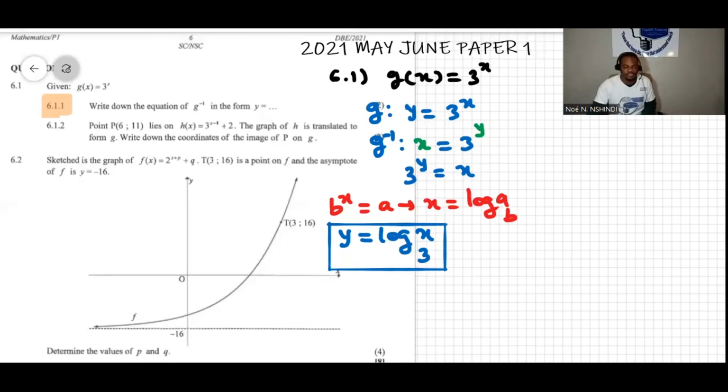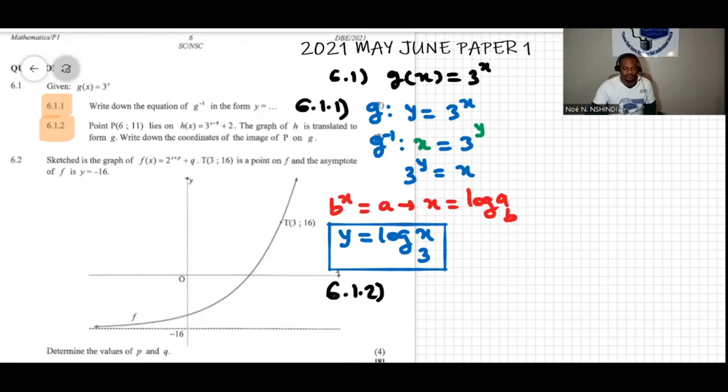Now, the following question is question 6.1.2. The question says that point P(6, 11) lies on h of x equal to 3 to the power of x minus 4, plus 2. The graph of h is translated to form g. Write down the coordinates of the image of P on g. So I'm going to write the question over here. That was 6.1.1, and now 6.1.2.